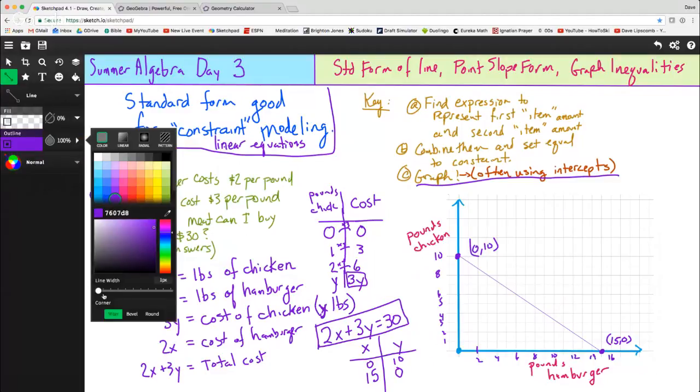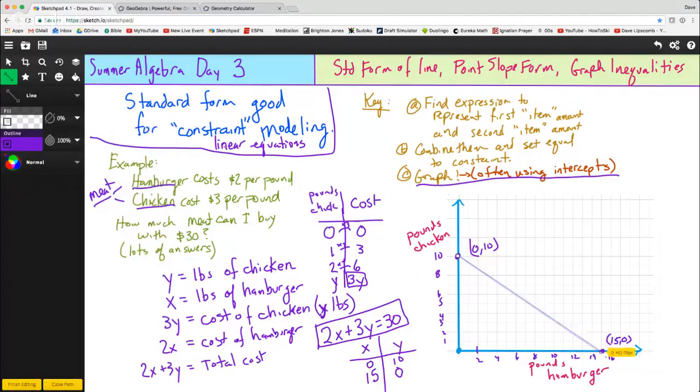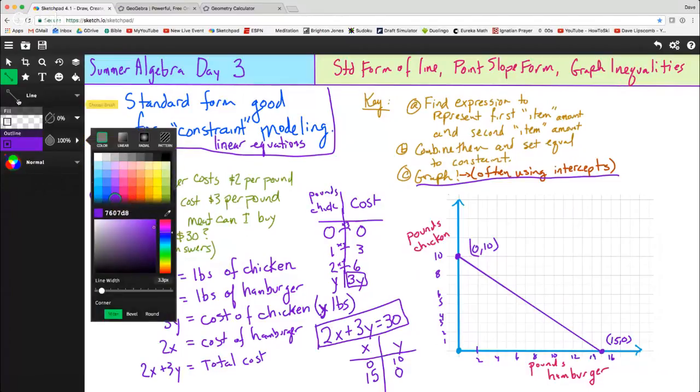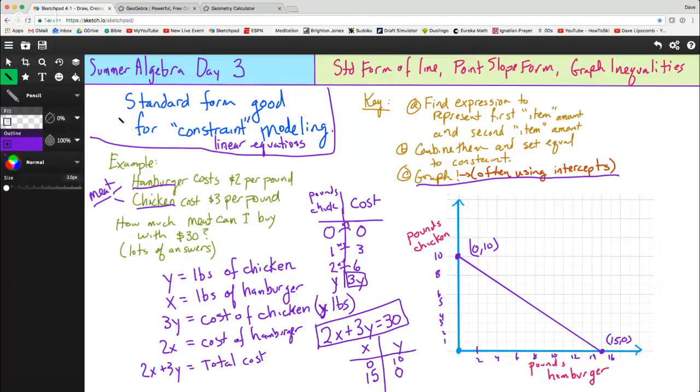Shoot, how come our line disappeared down to 1 point? Let's make it a little fatter. And so these are all of the points where we can buy certain amounts of chicken or hamburger. So let's identify some of those points. Let's see what happens. How about right here? Here, let's check this one out. Anything on this line should work. So let's try them out.